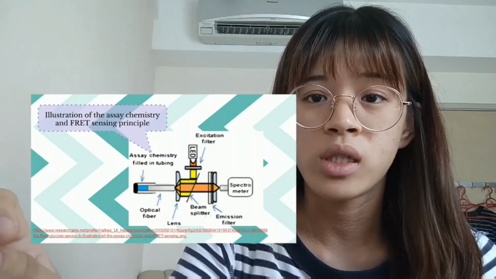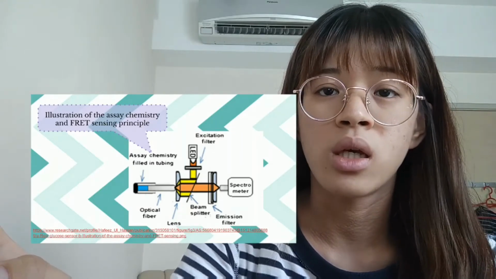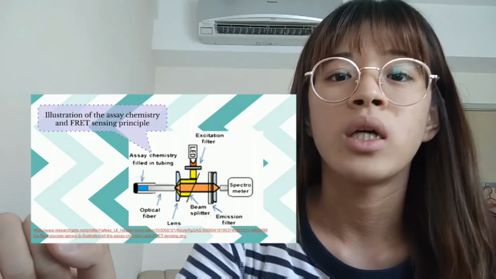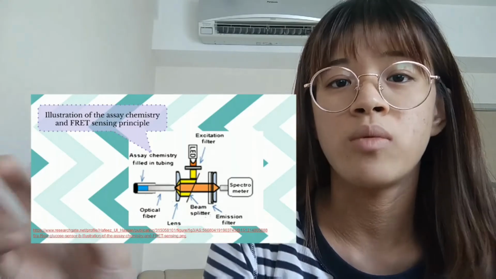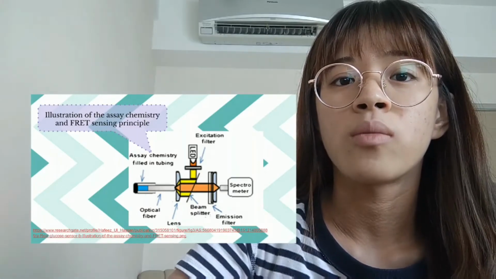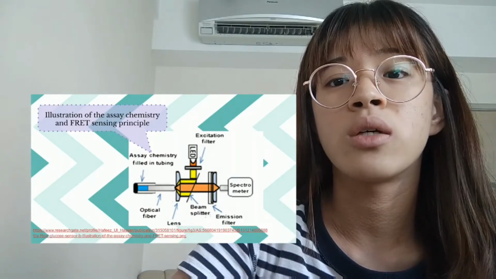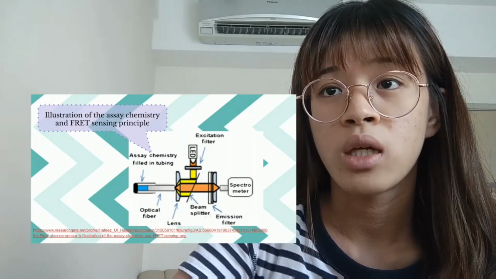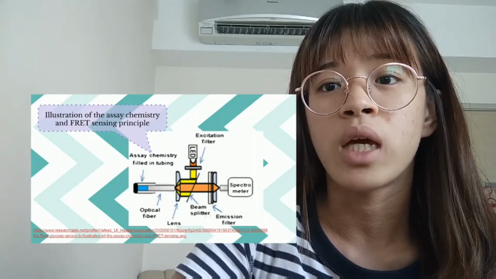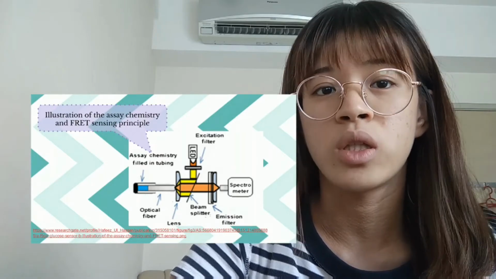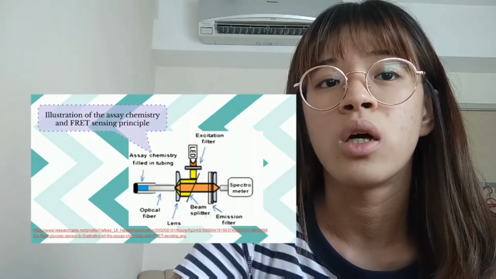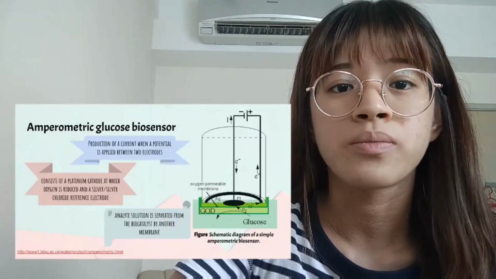The resulting fluorescence from the assay is collected by the fiber and then passes through the beam splitter and a long pass emission filter with a 610 nanometer wavelength to finally reach the spectrometer, and this will give the fluorescence result.